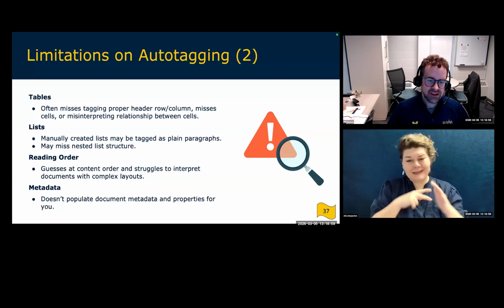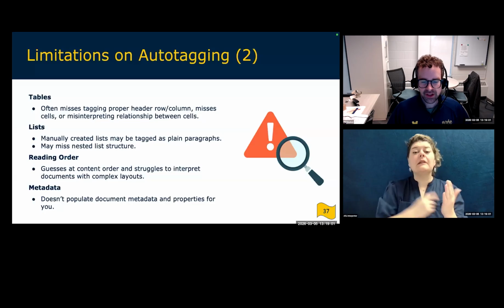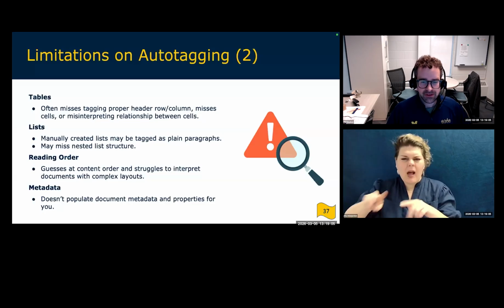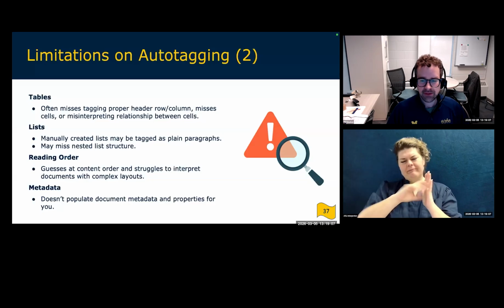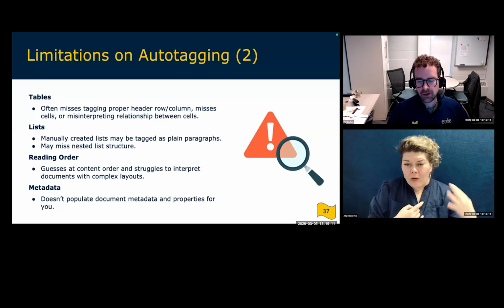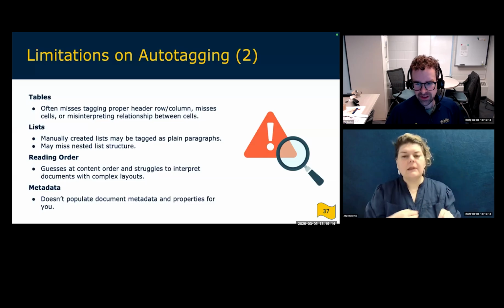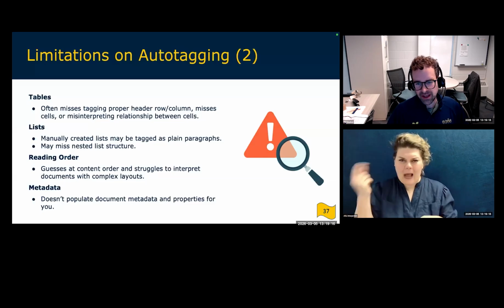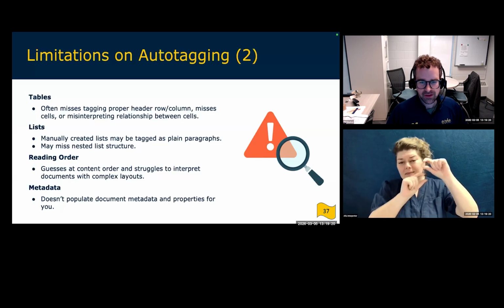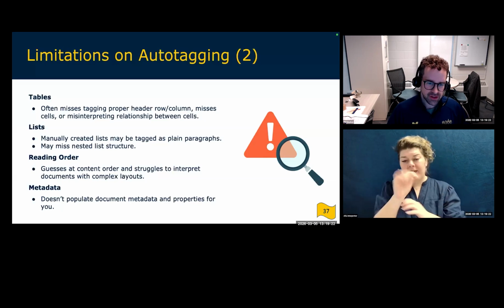For lists, we do see that auto tagging may sometimes tag some lists as plain paragraph text. We find this variability can occur more often based on the different types of bullet points that you use or for numbered lists, but this issue does occur intermittently. You may also encounter this if you have different spacing between your bullet point, for example, and the actual text following the bullet point.